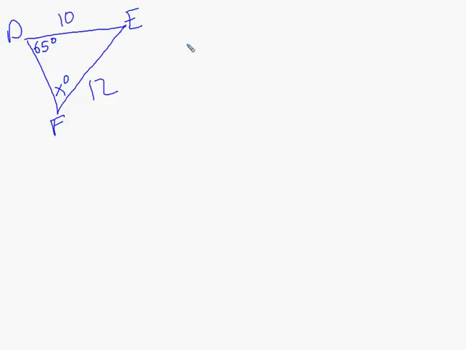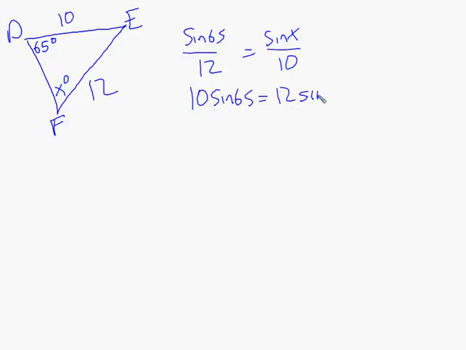Okay, set this one up. Sine 65 over 12 equals sine x over 10. So we cross multiply: 10 sine 65 equals 12 sine x. And then divide by 12. When you divide by 12, you do inverse, so we inverse sine that.